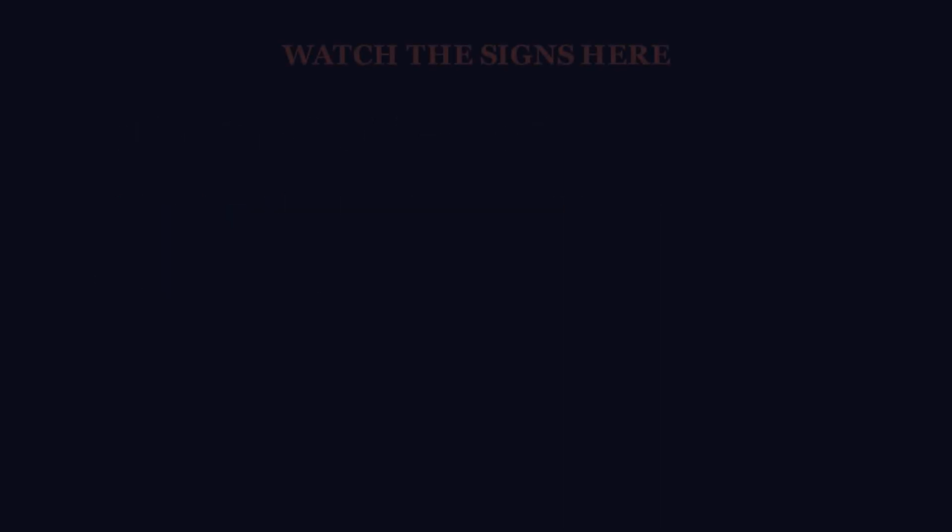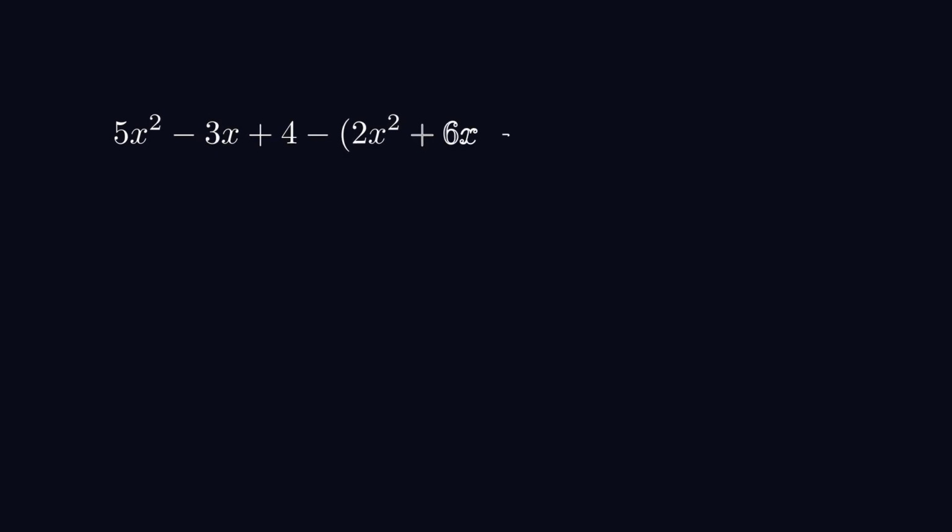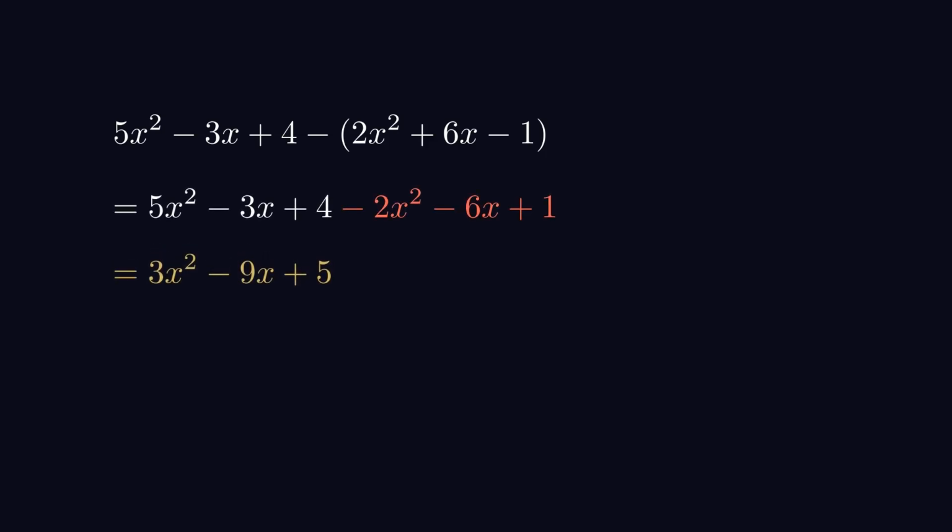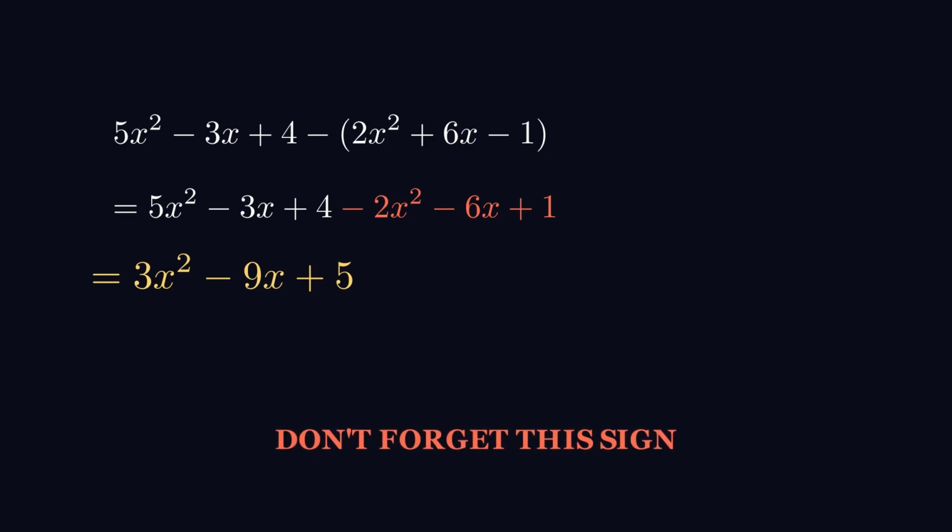Now subtraction. And listen up, 'cause this is where half the class face plants every single year. 5x squared minus 3x plus 4 minus the group 2x squared plus 6x minus 1. That minus sign out front ain't polite. It flips every sign in the second group. So it turns into minus 2x squared minus 6x plus 1. Now combine. 3x squared minus 9x plus 5. And every year, some buckaroo forgets to flip that last sign and wonders why the answer's wrong. Don't be that buckaroo. We all know that buckaroo.